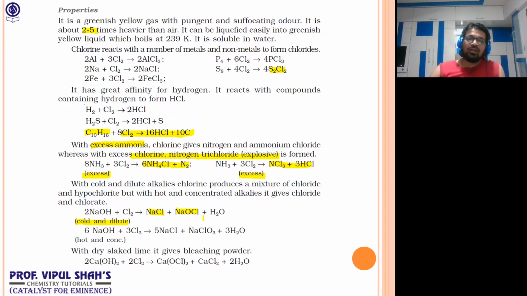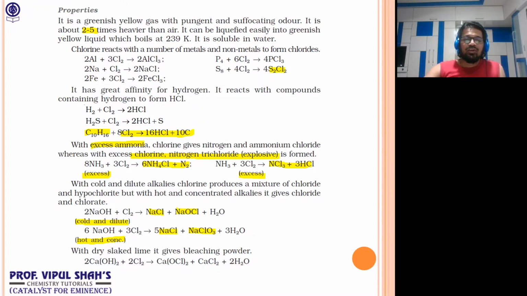That's with cold and dilute. Second, we have hot and concentrated. Now with hot and conc also, what is happening? It's forming 2 different compounds: NaCl plus NaClO3. ClO3 minus is called a chlorate ion, so this compound is sodium chlorate, Na+ ClO3-. Here also, if you observe, this is disproportionation. Cl2 0 to NaCl -1, so 0 to -1 reduction. And in NaClO3, Cl becomes +5, so 0 to +5. That's also disproportionation. So with cold and dilute, NaCl and NaOCl. With hot and conc, it is NaCl and NaClO3.